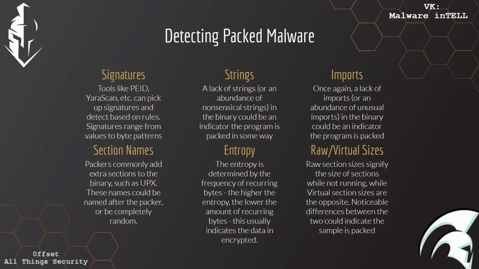Finally, we have the raw and virtual sizes. Raw section sizes signify the size of the sections while not running, whereas virtual section sizes are the opposite. Noticeable differences between the two could also indicate that the sample is packed. So I believe UPX has a raw size of 0, but the virtual size is something like 3000, which indicates that okay, something is probably going to be unpacked and then stored in this region of memory. So the malware is most likely going to be packed.